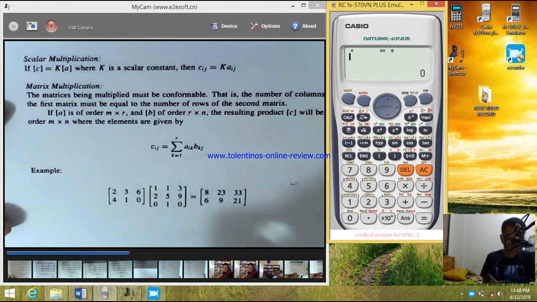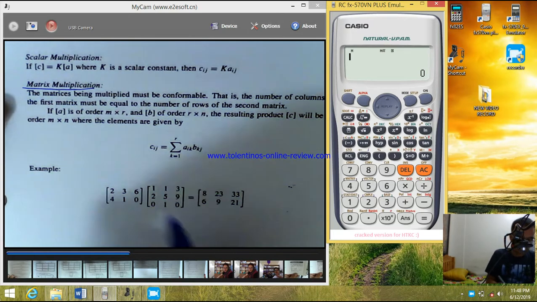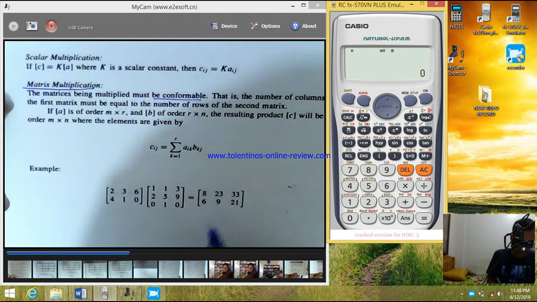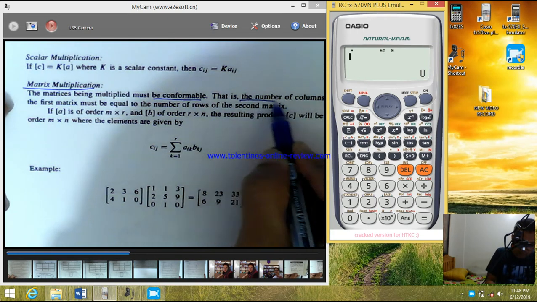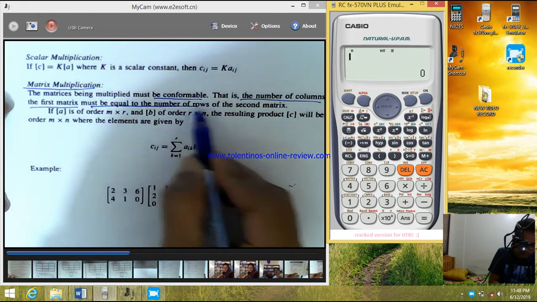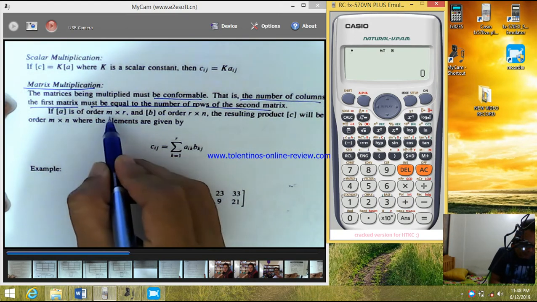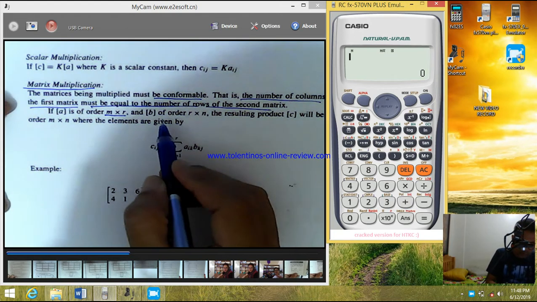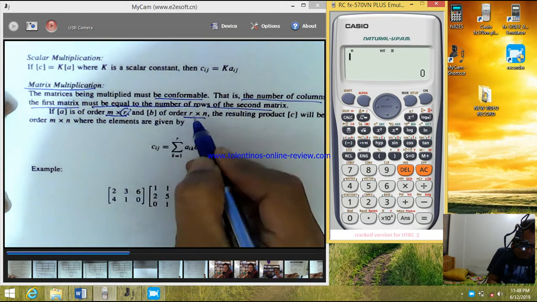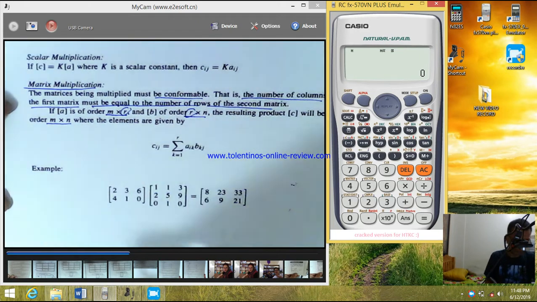Now, let's go to matrix multiplication naman. Matrix multiplication. Now, the matrices being multiplied must be conformable. Ang ibig sabihin nito, the number of columns in the first matrix must be equal to the number of rows of the second matrix. Basically, kung ang A mo is order M by R, then yung B mo must be of order R by N. So, pareho yan, pareho. And then the resulting matrix will just be an M by N.